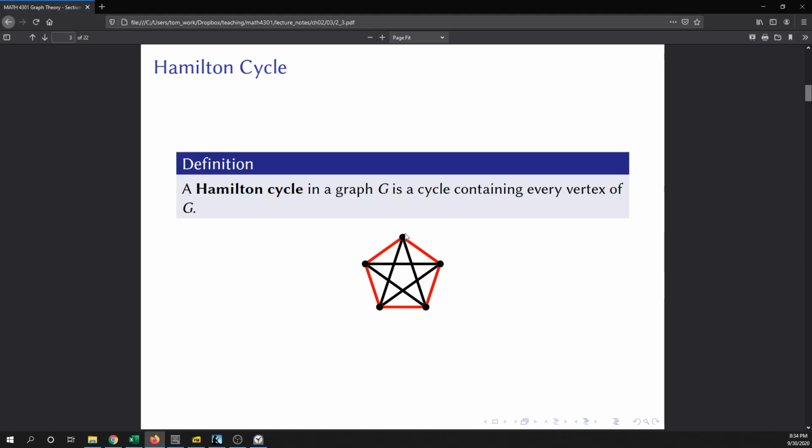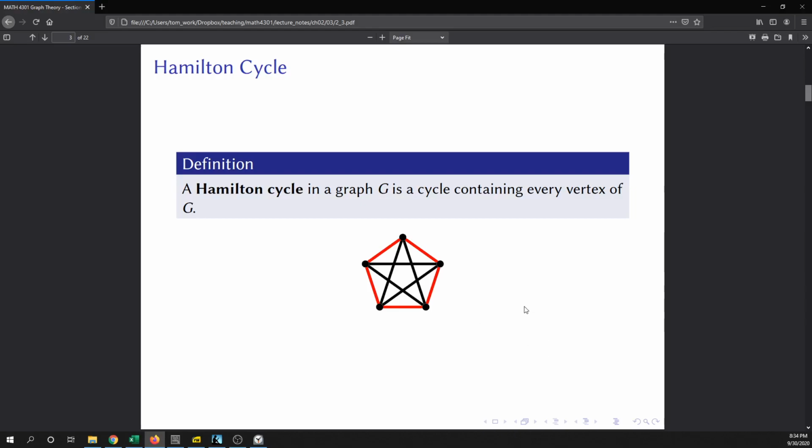And so for this complete graph on 5 vertices, the subgraphs that we talked about on the previous slide that form a decomposition are actually a decomposition of K5 into 2 Hamilton cycles. And so that's an interesting problem in and of itself.